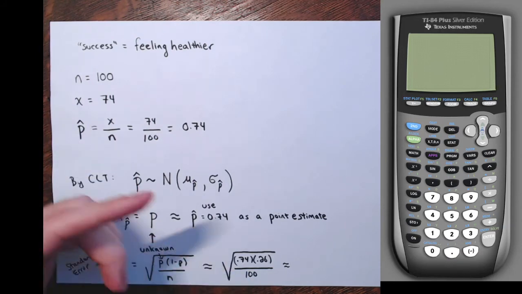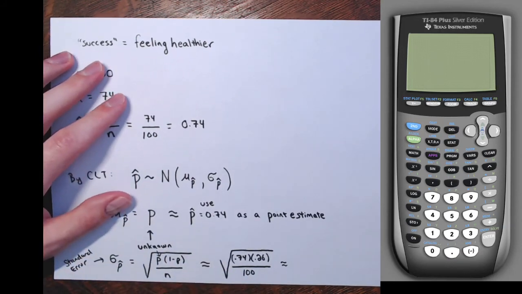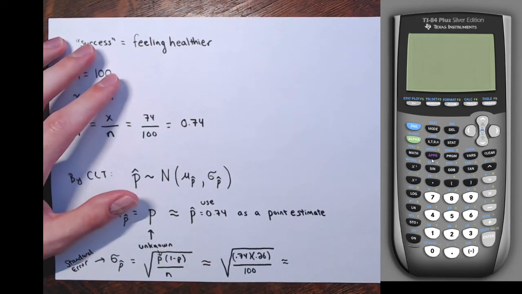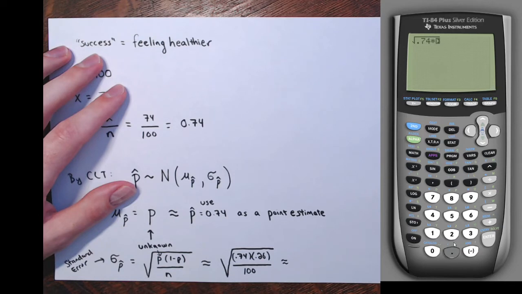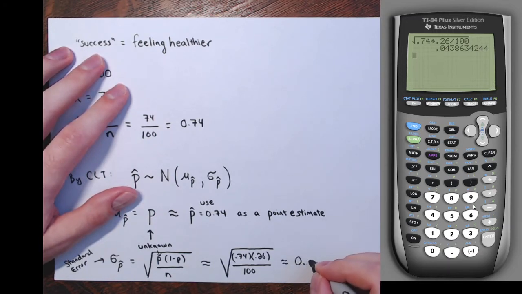So I'm going to enter this into my calculator. I've got that pulled up. We have the square root of 0.74 times 0.26 divided by 100, and make sure all of that is inside the square root, and round it to 3 decimal places. This would be 0.044 approximately. And that's what we're asked for.